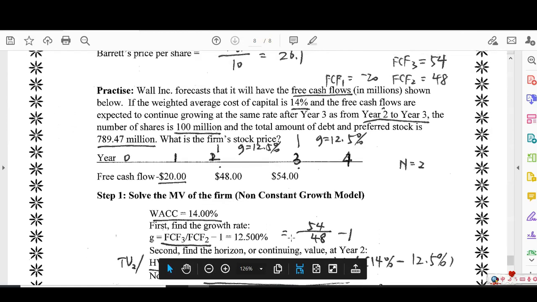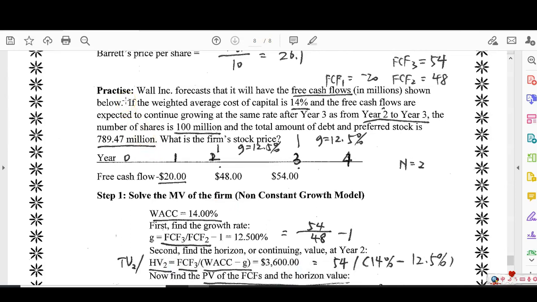Here is another practice of free cash flow model. Again, you can pause the video now to read the question and work on this question without looking at the solutions. And we will discuss the solutions if you finish doing this question yourself.